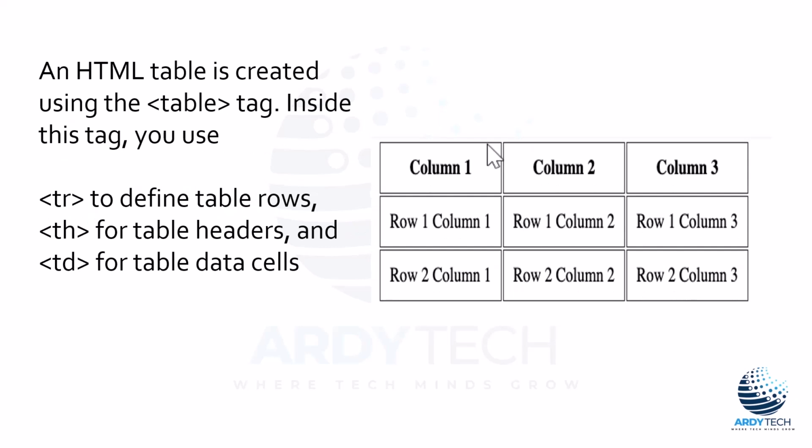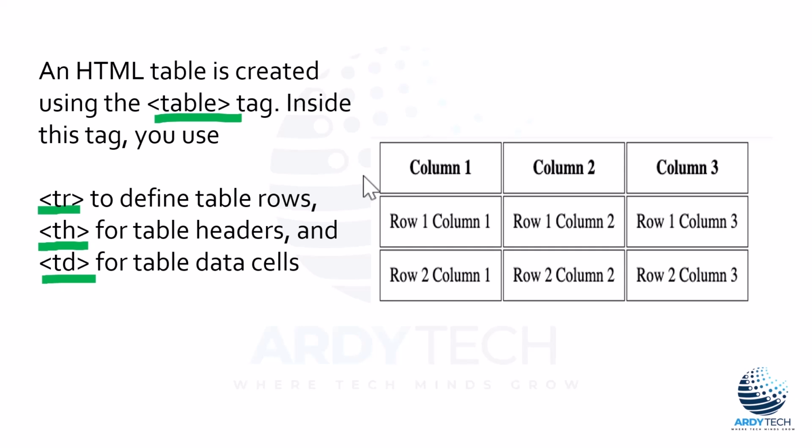The table is created using the table tag, and inside this tag, we have the table row, which is used to define the rows within the table. We also have the th tag, which is used to define the header of the table. Then we have the td tag, which is used to define the cells within the table.